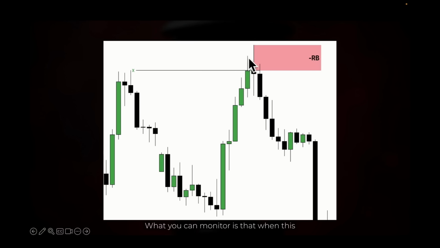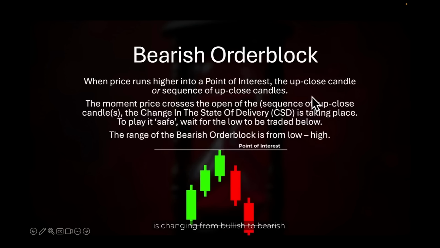What you can monitor is that when this bearish rejection block forms, pay attention to what I outlined, that we took out buy-side liquidity. That's a crucial element, by the way. When this rejection block forms, what you're monitoring is whether or not we're going to reject it and whether or not you're going to see imbalances on the left side of the curve get displayed through, because that shows to you that order flow is changing from bullish to bearish. When we pay attention to the bearish order block then, this takes place when price runs higher into a point of interest, and the up-close candle or sequence of up-close candles that forms is your bearish order block.